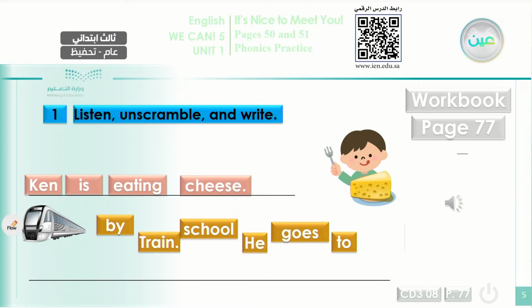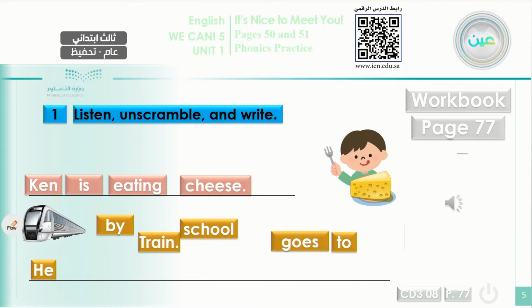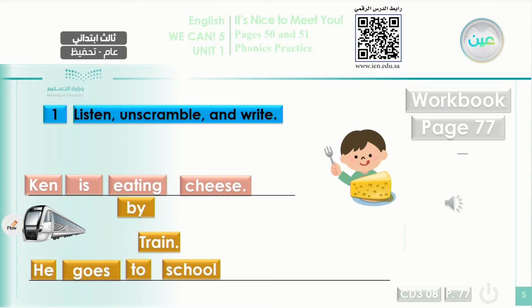He is eating cheese. Okay, we're talking about somebody, a boy, who travels or who goes by train, usually, sometimes, or always. So we use the present simple here. We say he goes. So we're using the verb goes here because we have the subject he. He goes to school. How does he go to school? He goes to school by train.